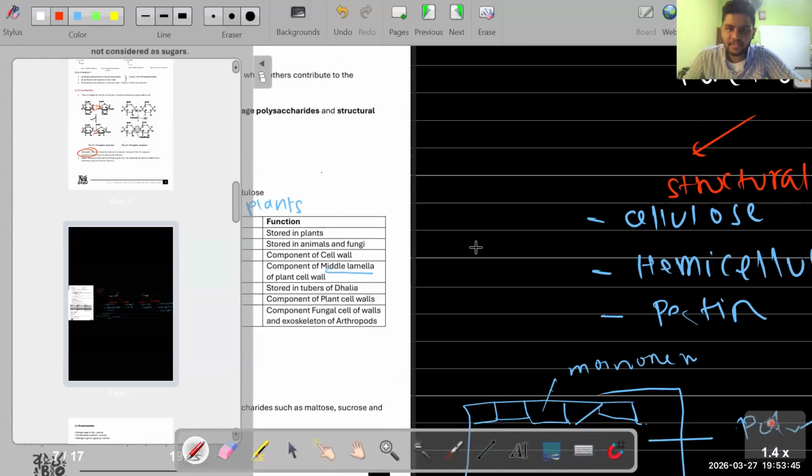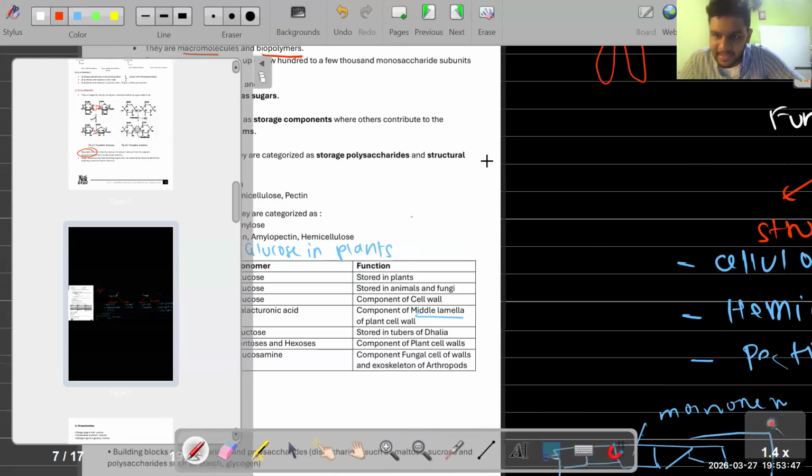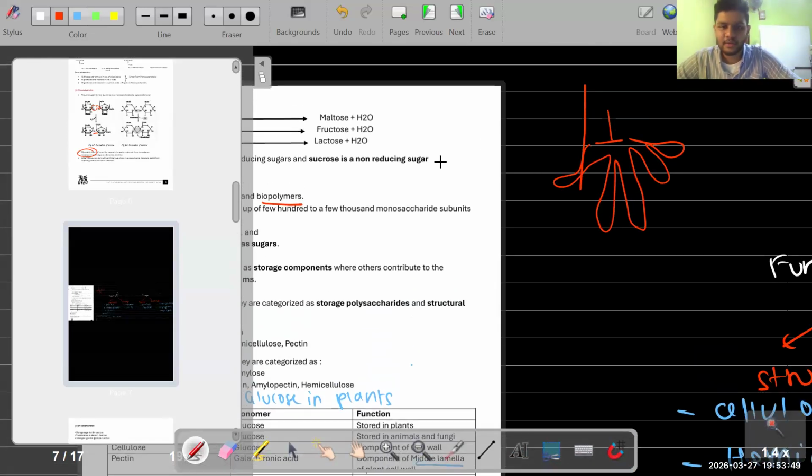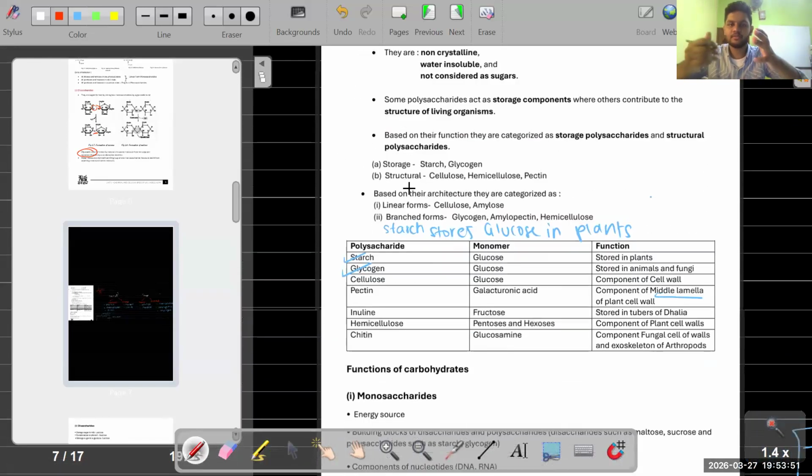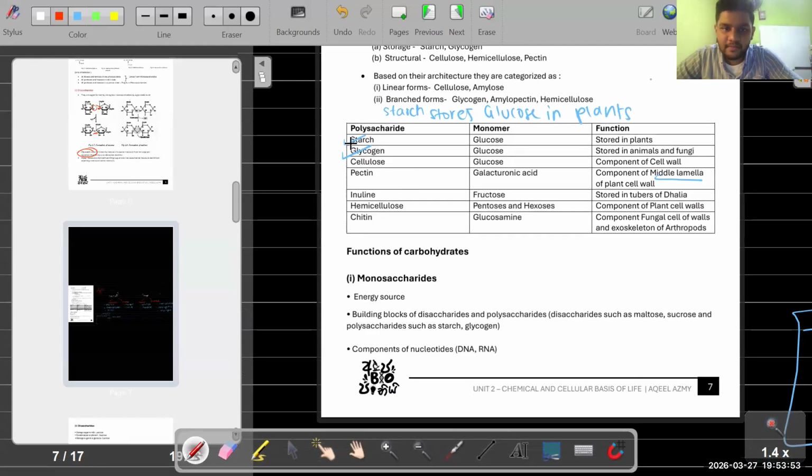It is stored. Now if you take those tubers, in the tubers, now this is the thing. Now I'll give that responsibility to you. I gave an explanation for these, right? How I said that starch stores glucose in plants, right? Glycogen stores glucose in animals and fungi. Now you tell me for inulin, how will it come? Explain that to me. Now I am the student, right? Now explain that to me.